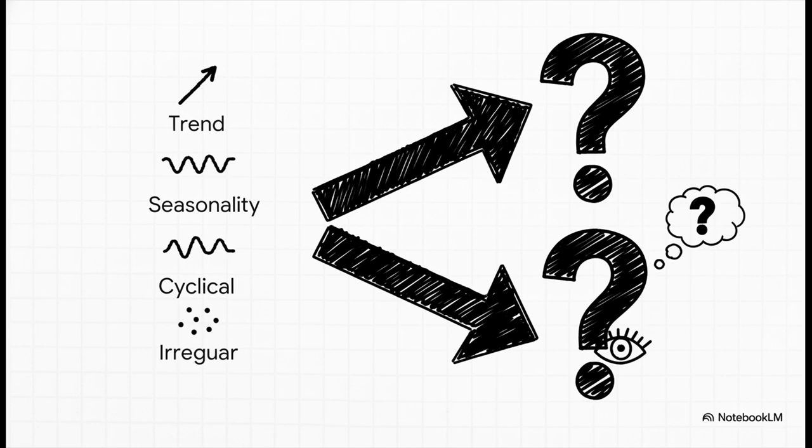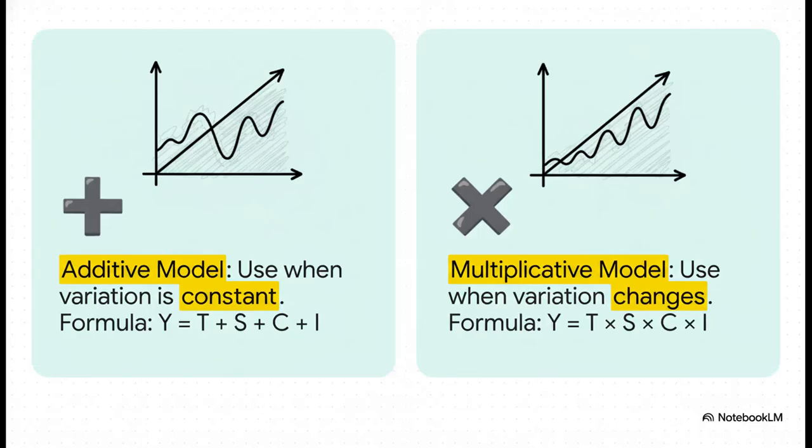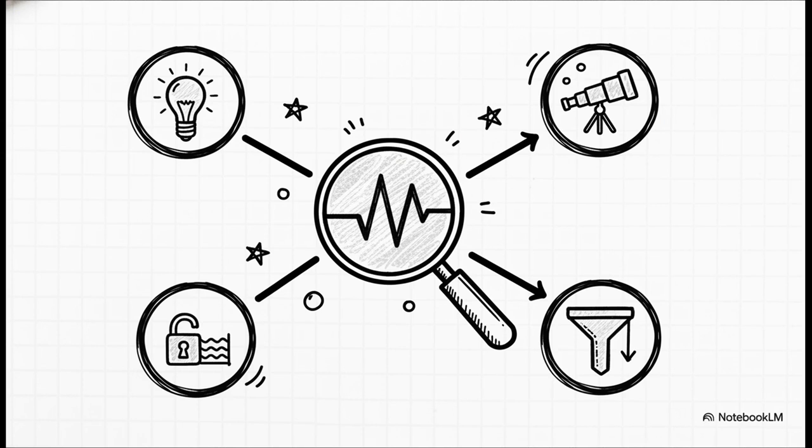So how do all these pieces fit back together? Well, we use 2 main models to do that. You can either add them up or multiply them. It really just depends on how the patterns behave. And why is this so important? Well, it helps you understand your data better and make way better forecasts.